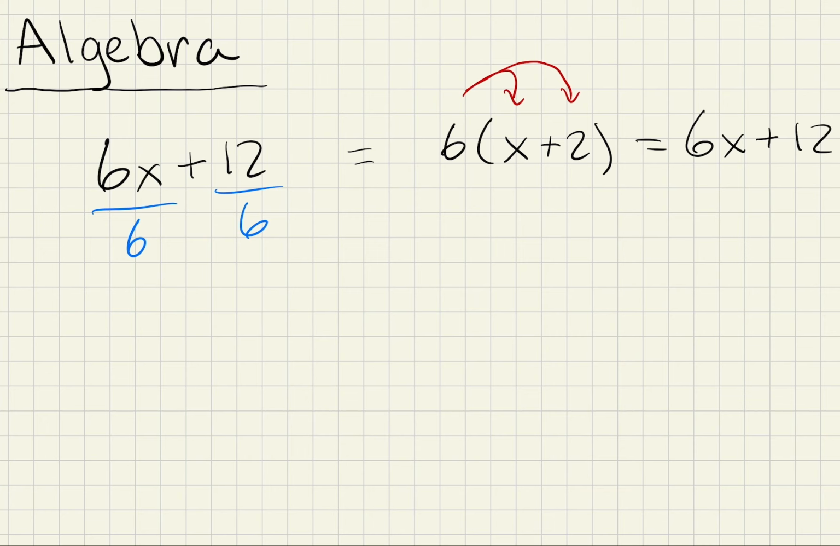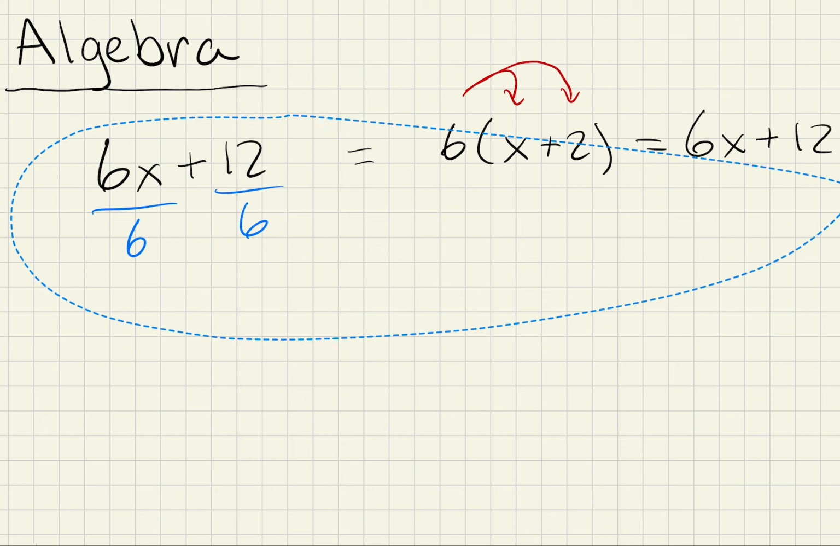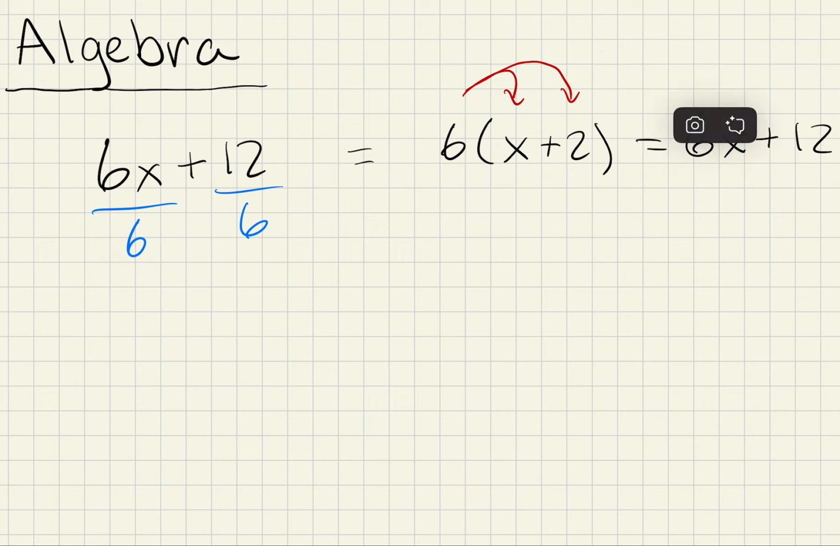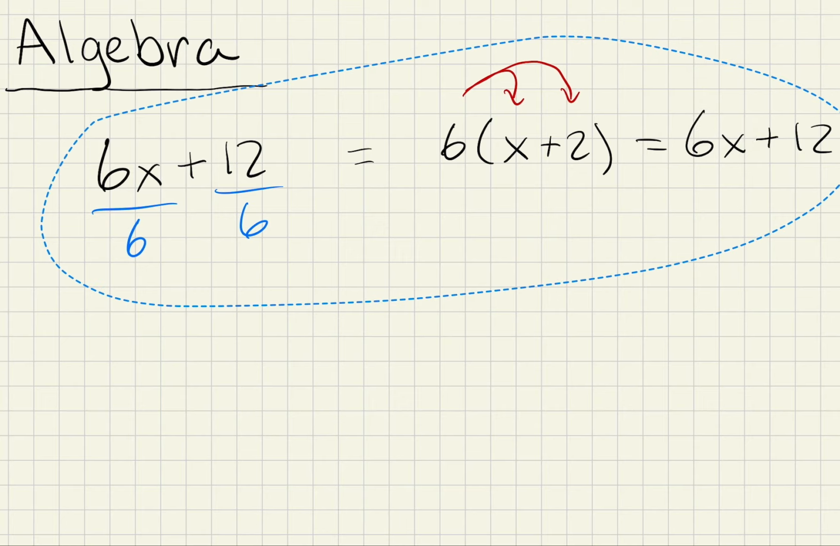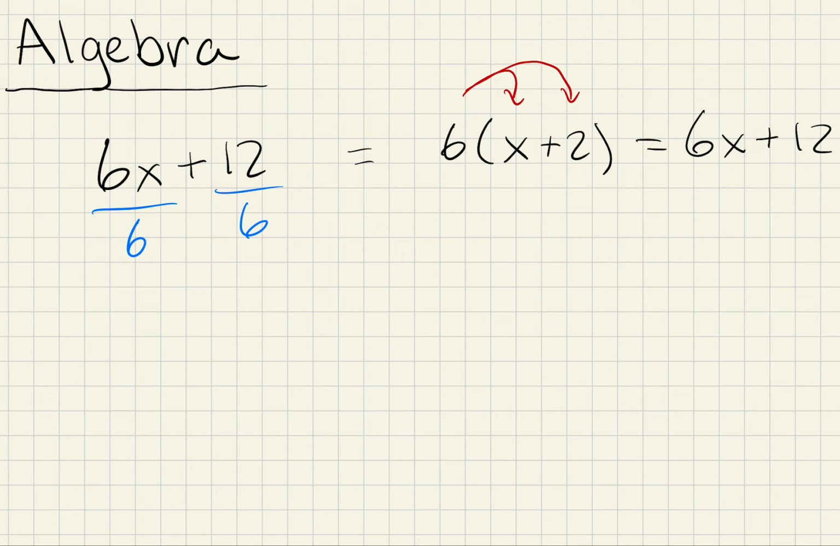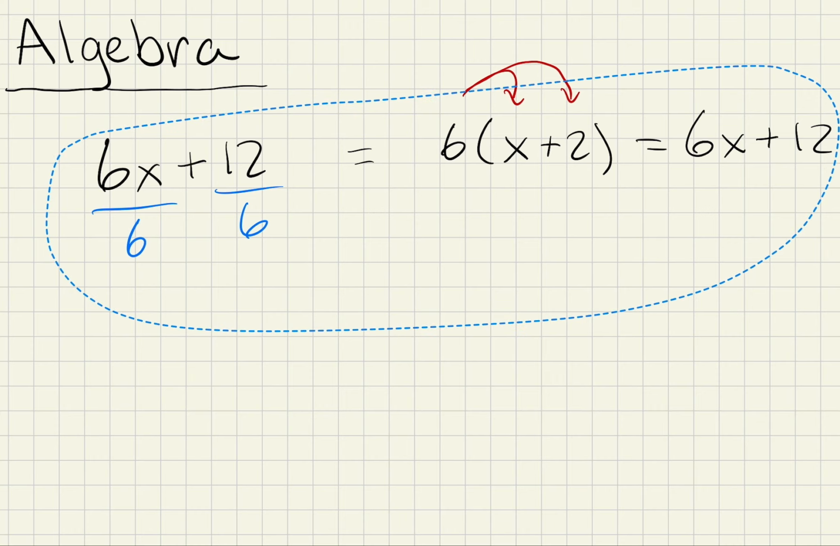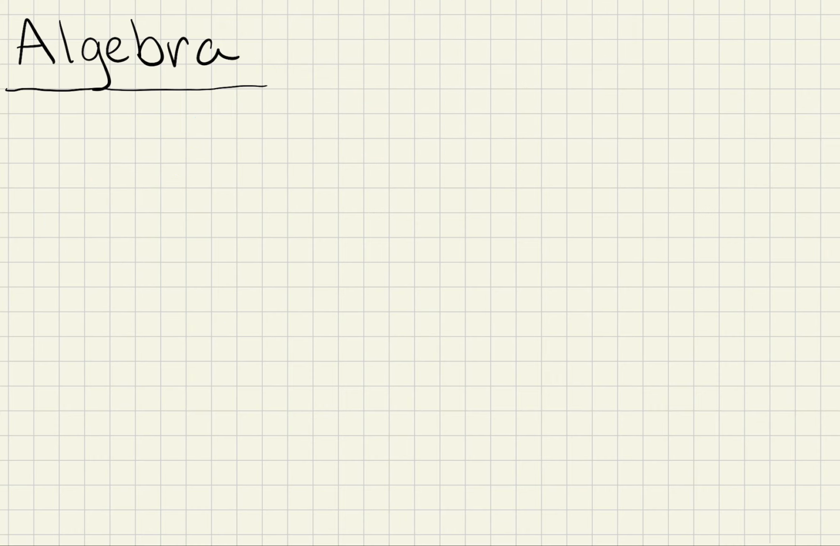So let's go ahead and look at one more example. Sorry, I messed that up. Okay, now let's look at one more example for factoring, and let's do 4x squared minus 2x.